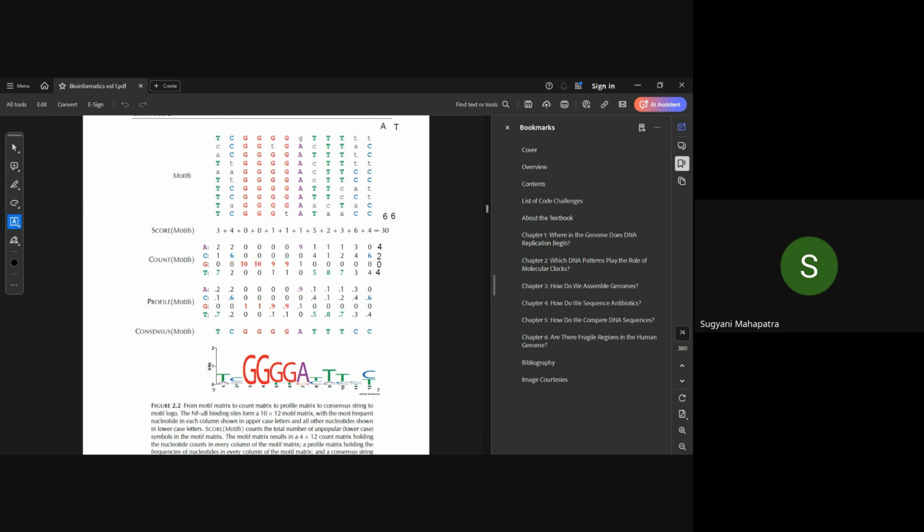So we divide by 10 and we get 0.1. For G it's 0 by 10, 0. And for T, 7 motifs have T at the position, so the probability is 7 by 10, and hence the profile of motifs will have 0.7 for the nucleotide T at position 1. That's all.